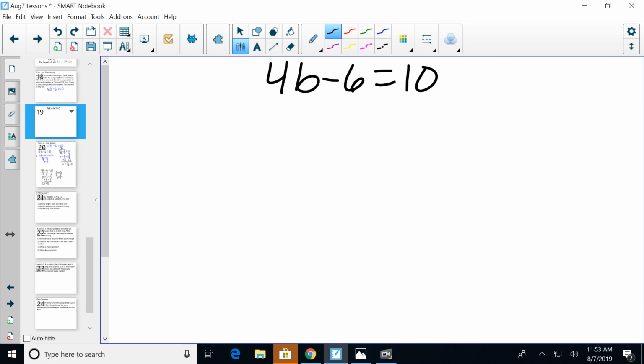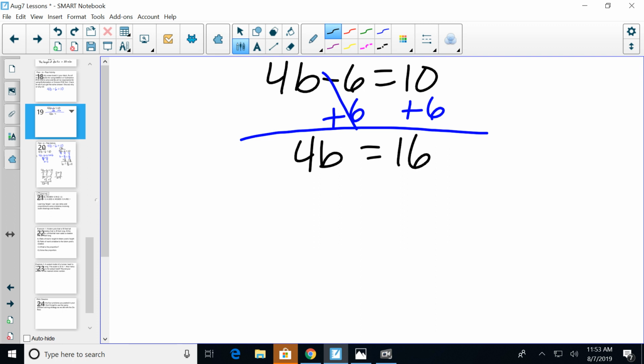Subtraction first. So let's look at that one. So A's, only the A's. What is my first step? You subtract. Add 6 on both sides. So we get 4B equals 16. Did all my A's at least get there? Yes. Most of the A's did exactly what they were supposed to do. B's, I challenged you. I don't think anybody completed the challenge, but let's see.